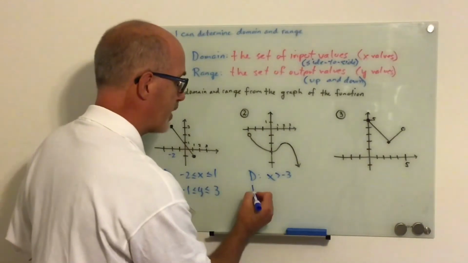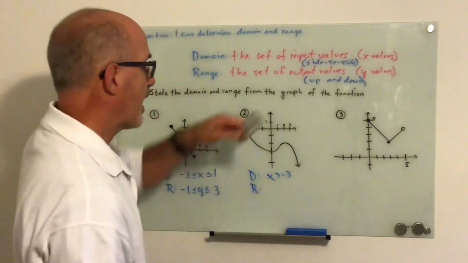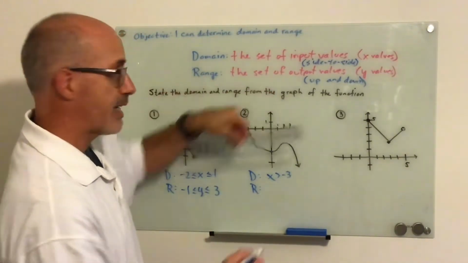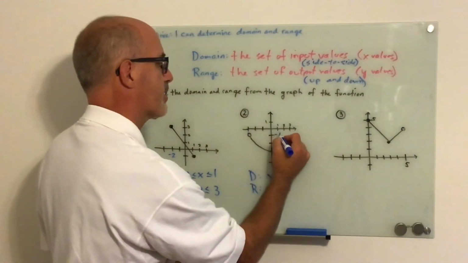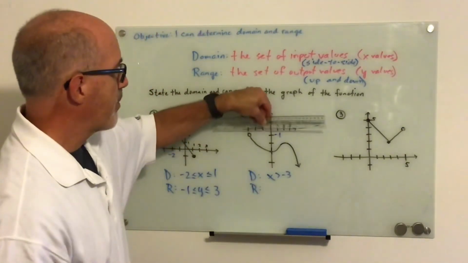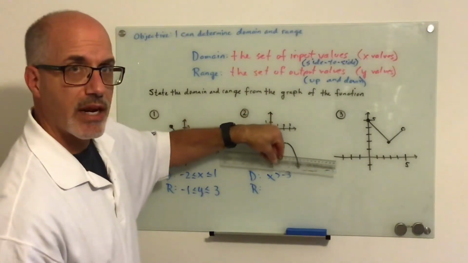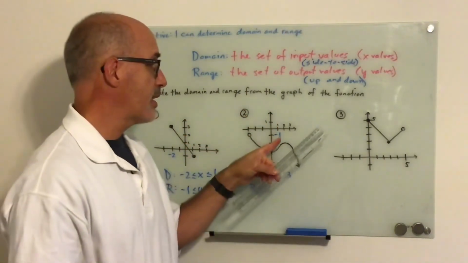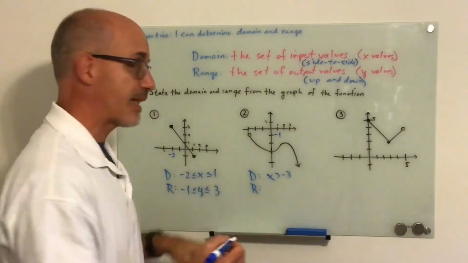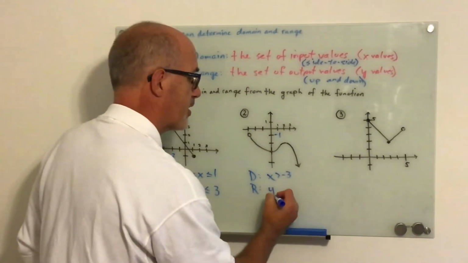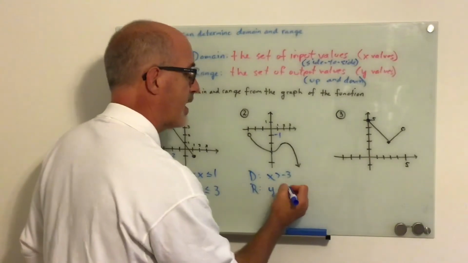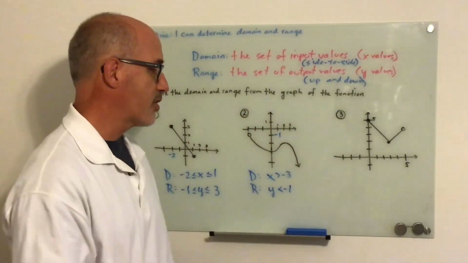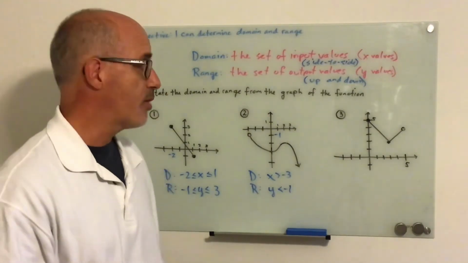Now for the range, similarly, the furthest up it goes is here to -1 on the y-axis, but then it goes down from there and the arrow implies that it keeps going down. And so my y values are going to be at the highest point just less than -1, and then just keep going less and less and less. So my range is all y values less than -1.